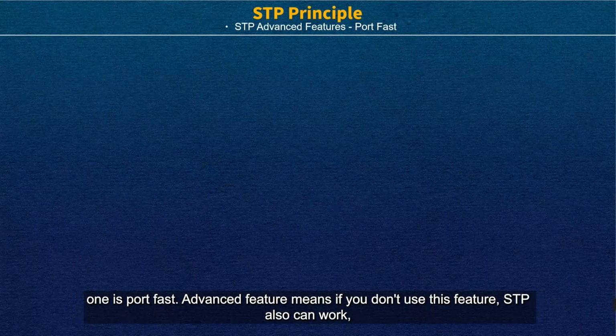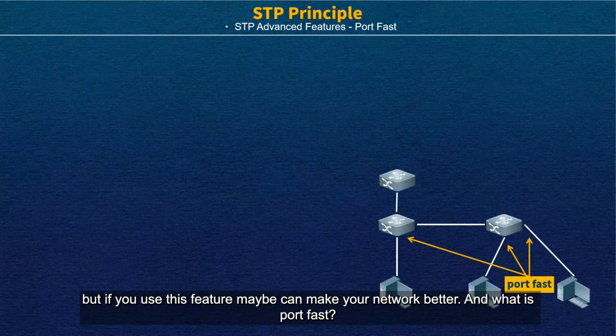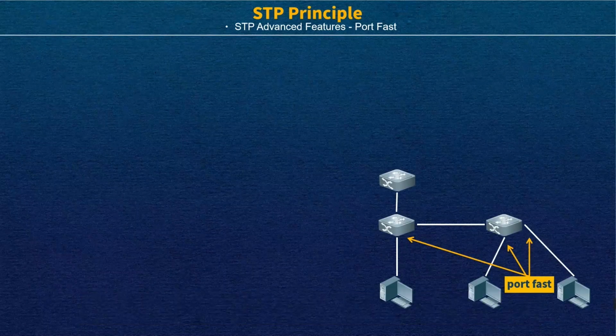The first one is port fast. Advanced feature means if you don't use this feature, STP can also work. But if you use this feature, maybe it can make your network better. And what is port fast?